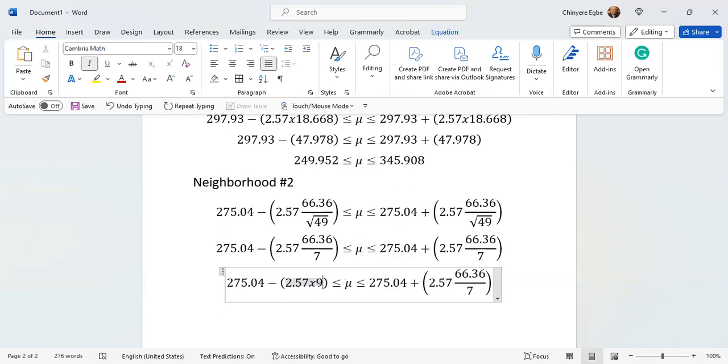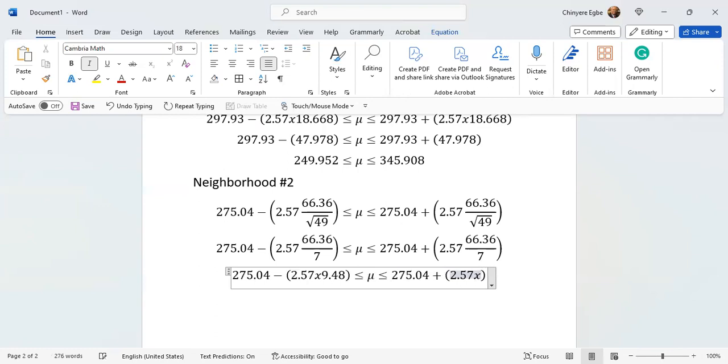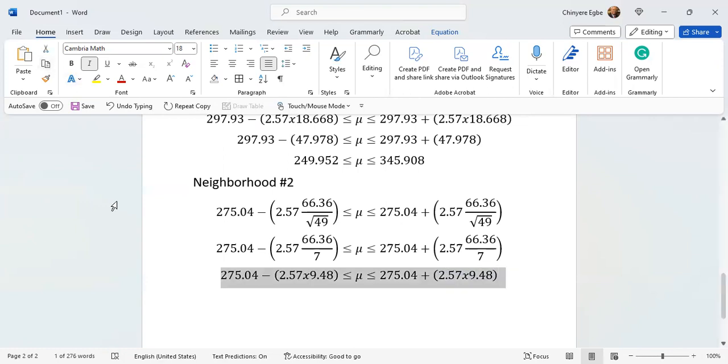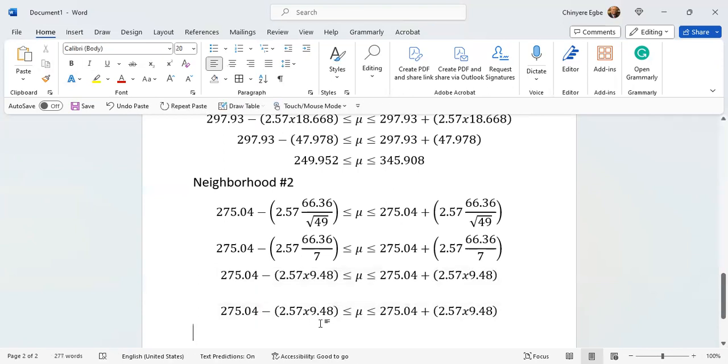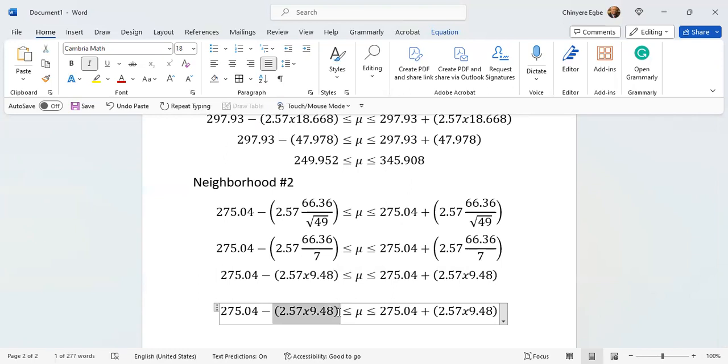Times, this is what, 9.48? Yes. And we'll take this times 9.48. All right. Take that down. What is 2.57 times 9.48? It is 24.363.